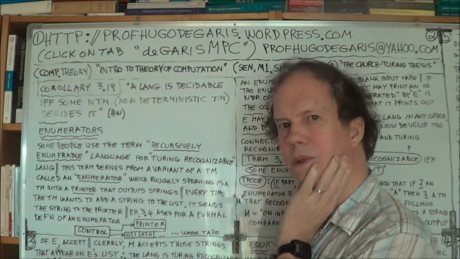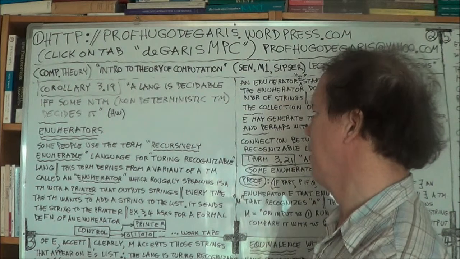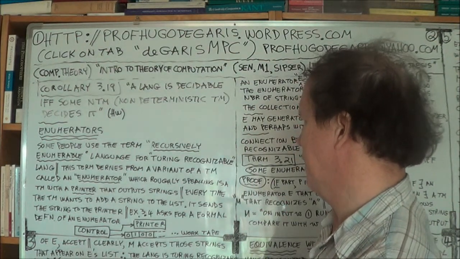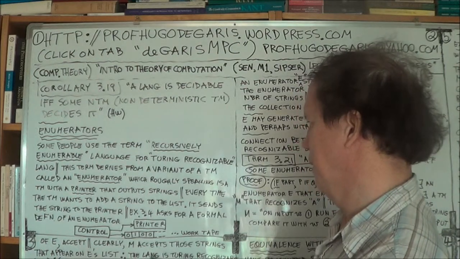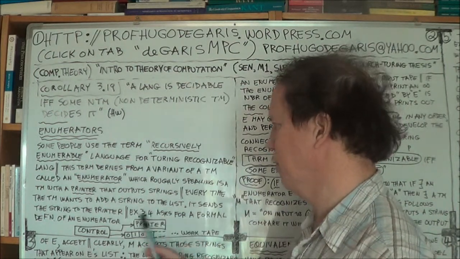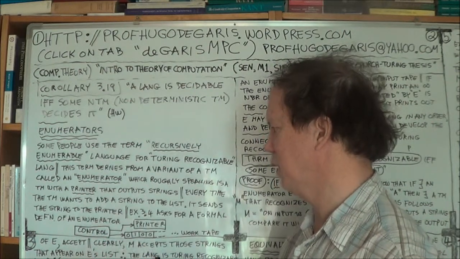Turing recognizable. They're pretty well synonymous. Alright, so what is an enumerator? And exercise 3.4, at the end of the chapter, asks for a formal definition of an enumerator.